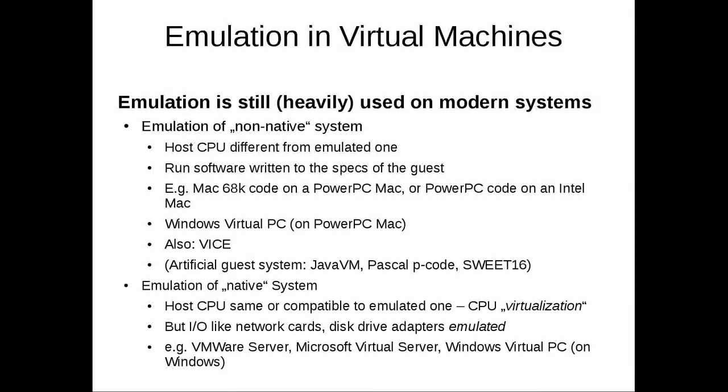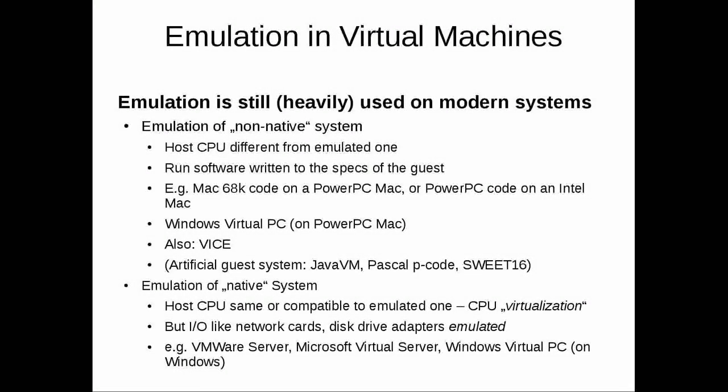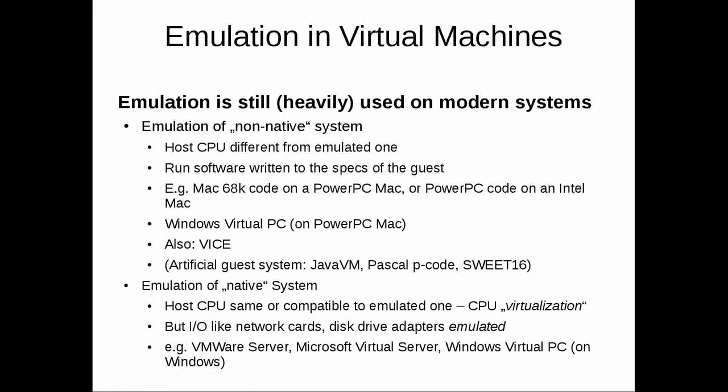Emulation is also used in virtual machines. And there's two different kinds: non-native and native system. Non-native system means the host CPU is different from the emulated one. You run software written to the specs of the guest. For example, you can run Mac 68K code on a Power Mac, or today Power PC code on an Intel Mac. You can also have Windows Virtual PC on a Power PC Mac. WISE is of the same type. If you want to stretch that a little bit, you could even say Java Virtual Machine or Pascal P code would be like that. But the non-native system, the Java bytecode or Pascal P code, or even the Sweet 16, is not a real system. It's more a language.